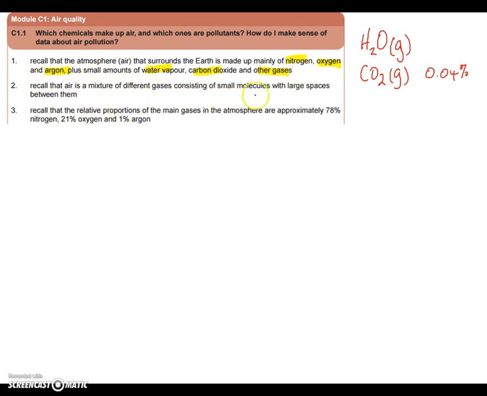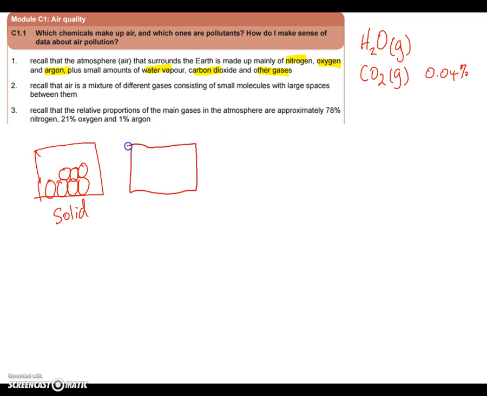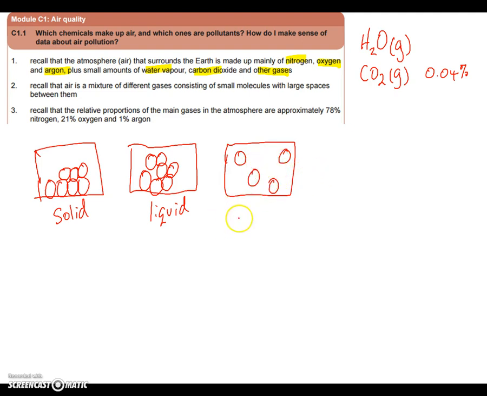Recall that the air is a mixture of different gases, consists of small molecules with large spaces between them, so this just takes us back to your Key Stage 3 science, when we consider the model of a solid, with all the particles neatly packed together, all touching. So that would be a solid. With the liquid, we've got the particles still touching, but in a more random arrangement, not so ordered. So that would be your liquid. And gas, we show the particles well separated and not touching, and moving fast. So that's all that is asking you to remember.